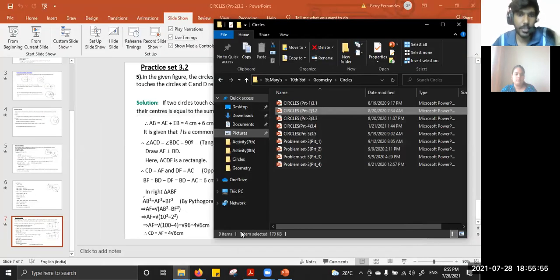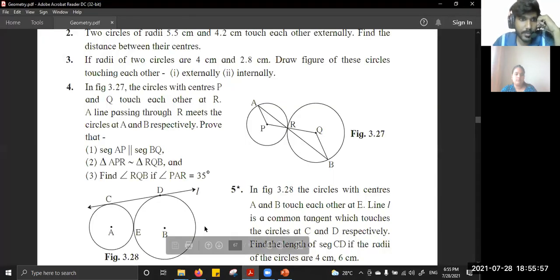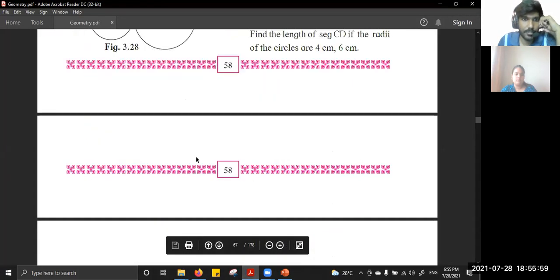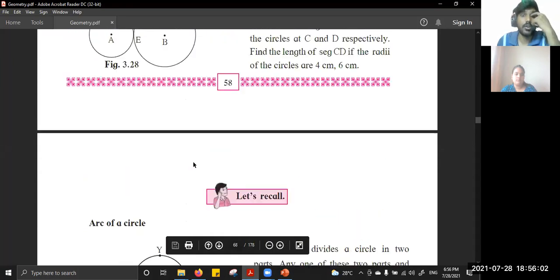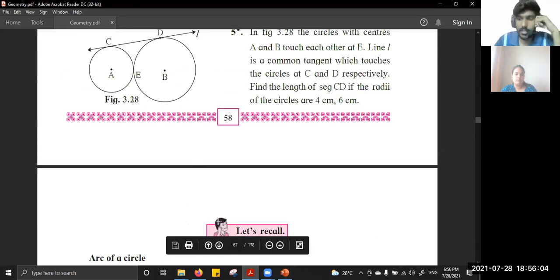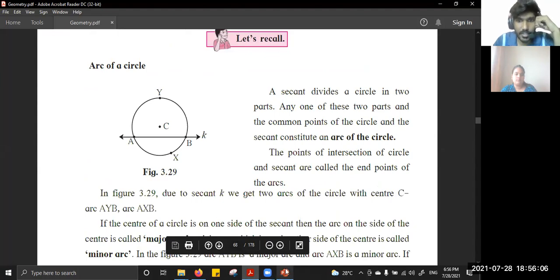So this was the fifth sum of 3.2. Let's see what's the next bit. Yeah, the practice set is over. Okay, so we can move on to the next concept, and that is arc of a circle.